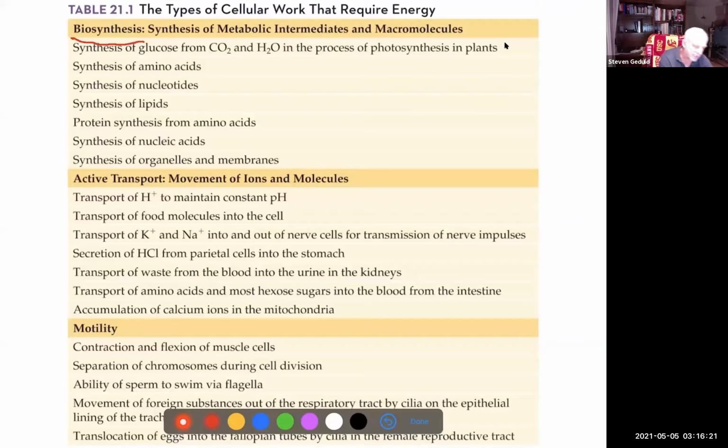We talked about active transport. Active transport is the movement of things across the cell membrane. You have to get things into the cell and out of the cell for a cell to function. Transport H+ to maintain a constant pH. The body has to maintain a certain temperature and a certain pH for all these enzymes to work. The pH has to stay between 7.3 and 7.4, or enzymes are going to cease to function. We have to transport food molecules, nutrients, into cells. Transport sodium and potassium. That's how nerves work. We have to exchange sodium and potassium across that membrane for the nerve impulse to travel.